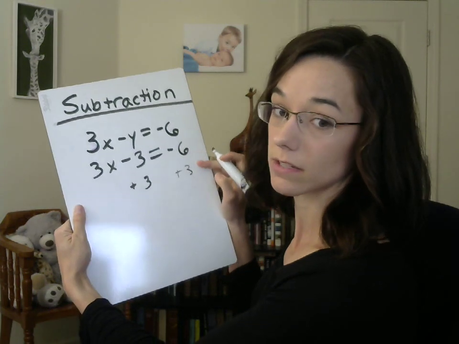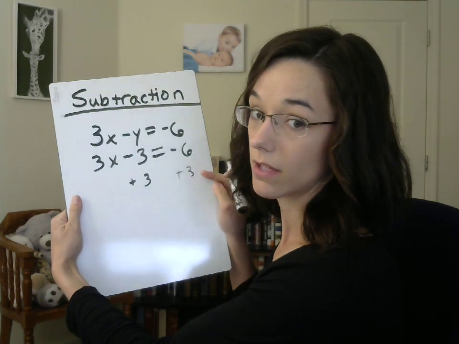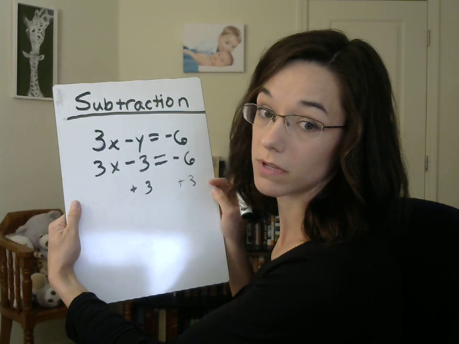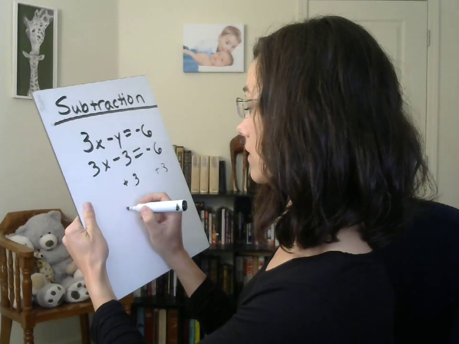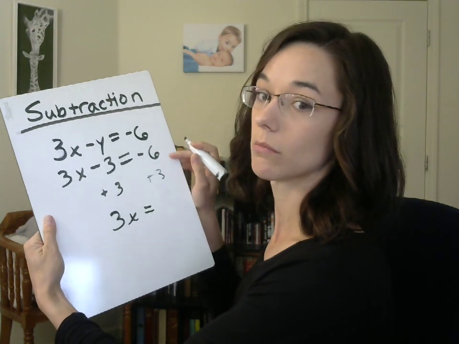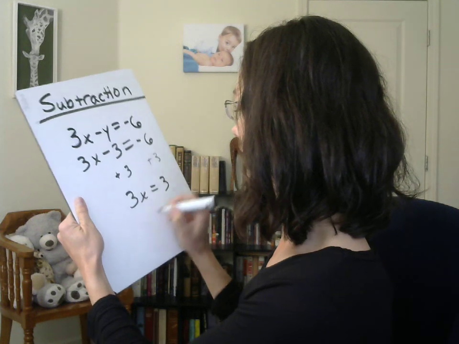-6 plus 3, make sure you're going the right direction. It's going to be -3 and not 9 or +3. So make sure you're being careful and paying attention to your signs. So 3x equals, remember, -6 plus 3 brings it back up closer to 0. It's going to be +3.